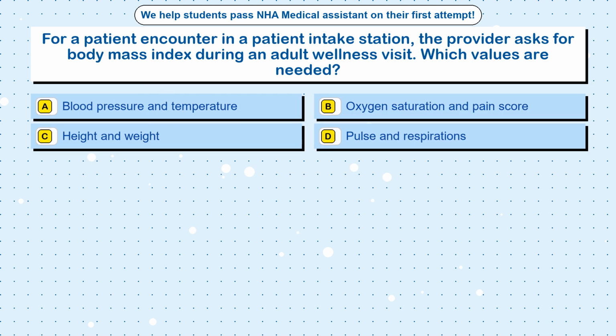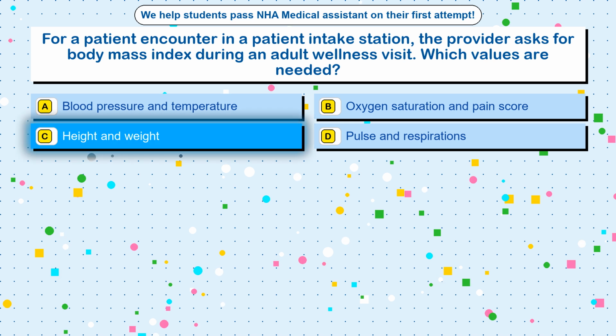Question 52. For a patient encounter in a patient intake station, the provider asks for body mass index during an adult wellness visit. Which values are needed? Option A, blood pressure and temperature. Option B, oxygen saturation and pain score. Option C, height and weight. Option D, pulse and respirations. The correct answer is option C, height and weight.